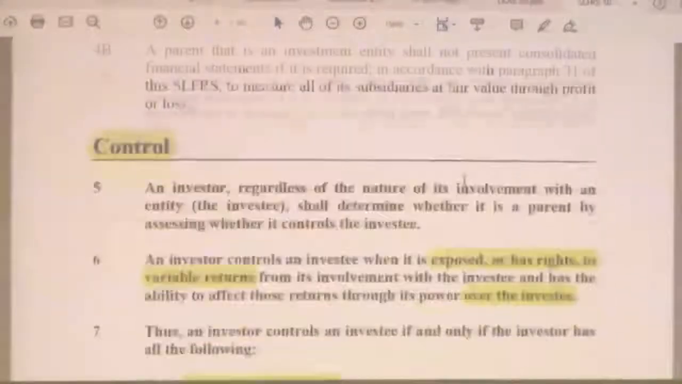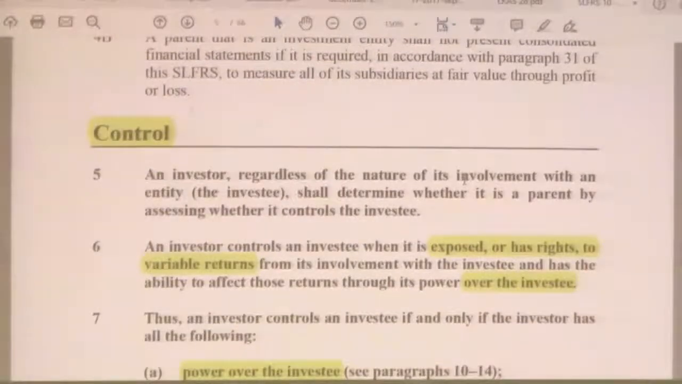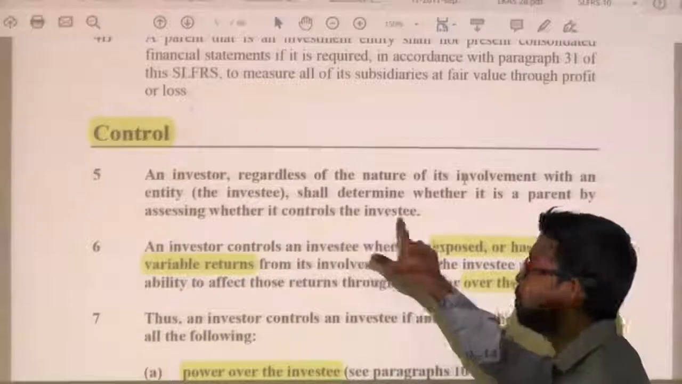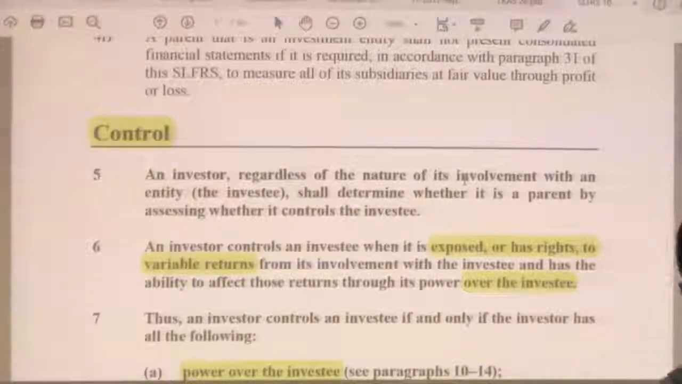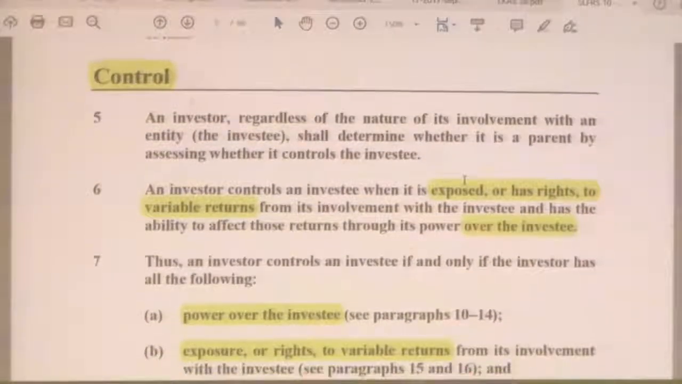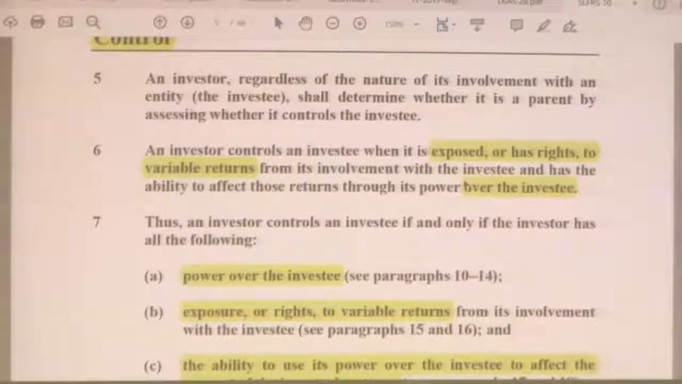Paragraph 5 explains control. Para 5, right? Control. An investor, regardless of the nature of its involvement with an entity, the investee, shall determine whether it is a parent by assessing whether it controls the investee. Very important word is what? Control the investee, right? Paragraph 6, only the important paragraph I will take, right?